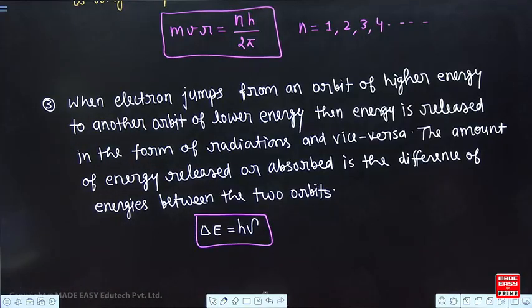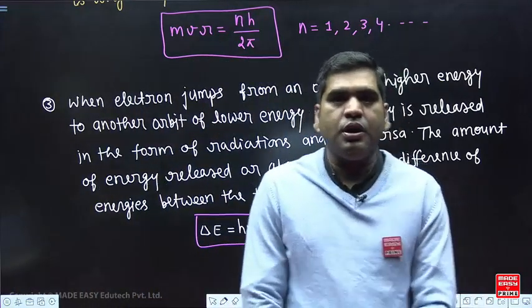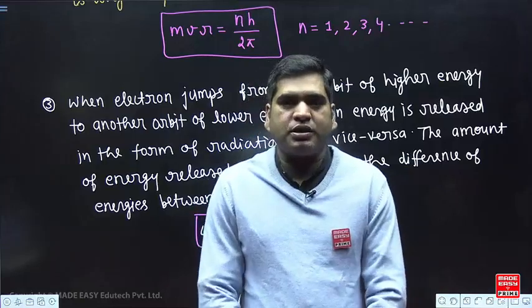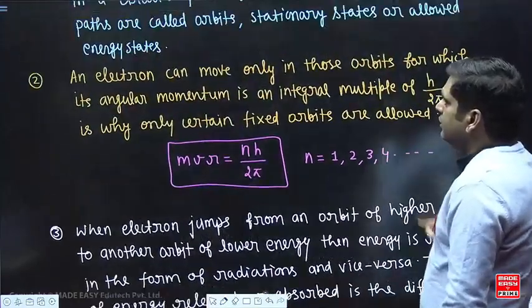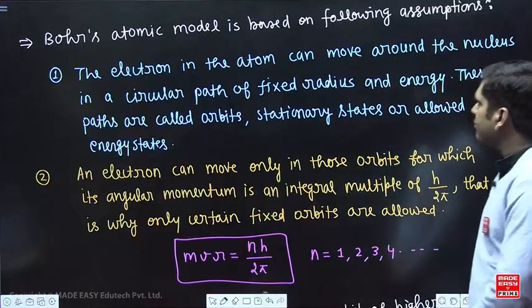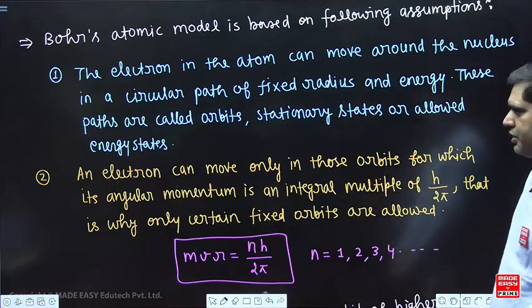In the last class, we started to study about the atomic structure. We discussed a few basic atomic structures and then started to discuss about the Bohr's atomic model. We dealt with three important points of Bohr's atomic model. In the first point, Bohr is trying to say that the electron in the atom can move around the nucleus in a circular path of fixed radius and energy. These paths are called orbits. Stationary states are allowed energy states.